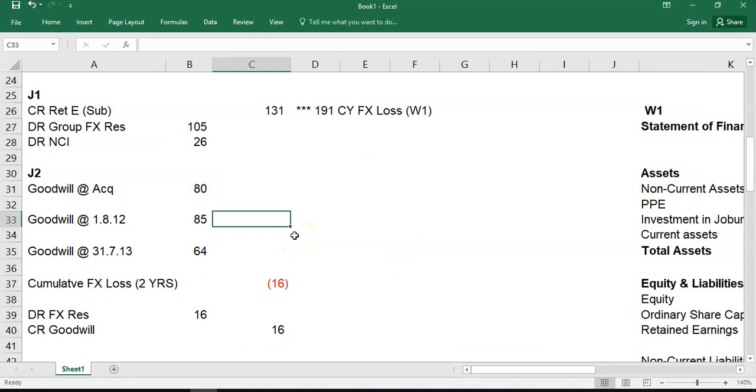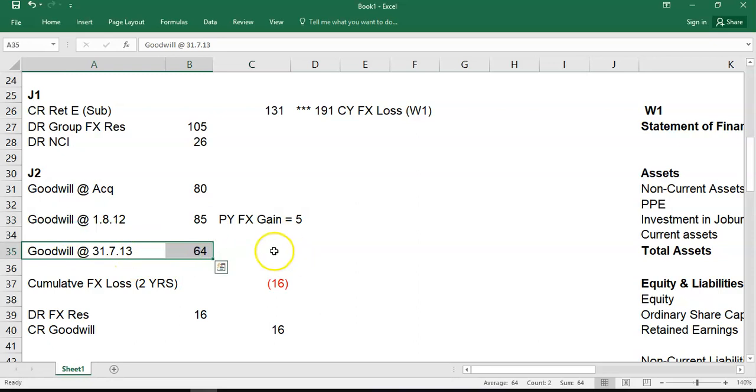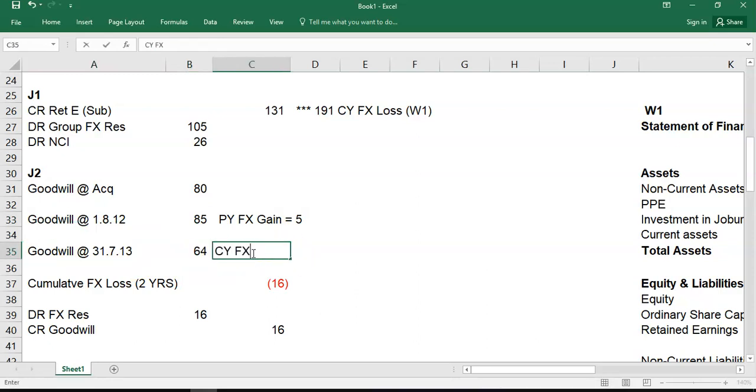So what we can see is prior year you had an FX gain of 5. And then from the start of last year to the end of this year, that is current year FX loss of minus 21. So that's where the 16 comes out of. But this will go to the P&L. This will go to consolidated statement of changes in equity. And that's important that you understand that split.